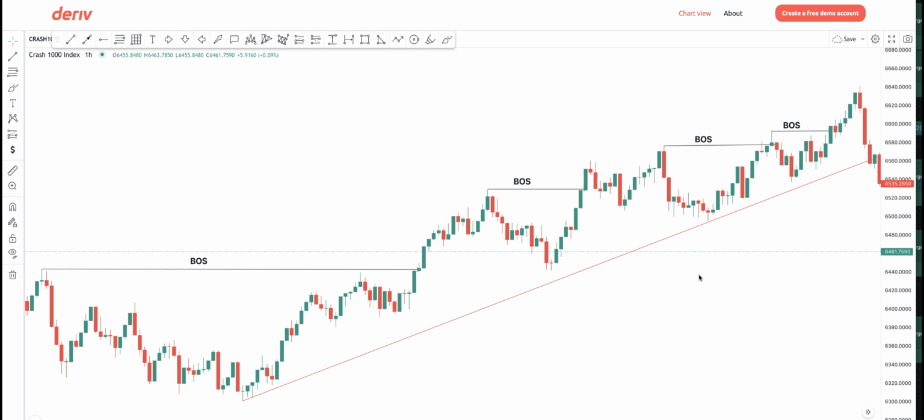So when you're looking for a valid break of structure, you make sure the body has closed above the previous high or the previous low. So the previous high in an uptrend, the previous low in a downtrend, to validate your break of structure. Now let's look at a break of structure that is not valid.